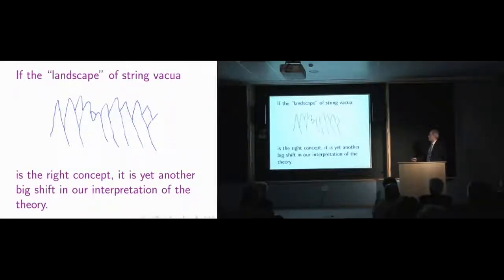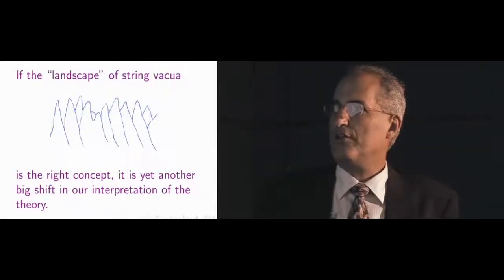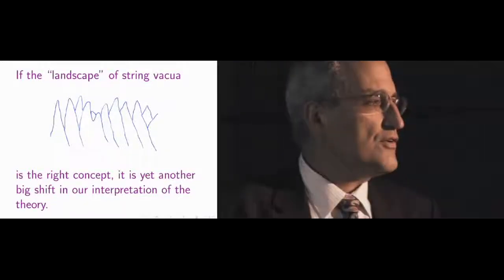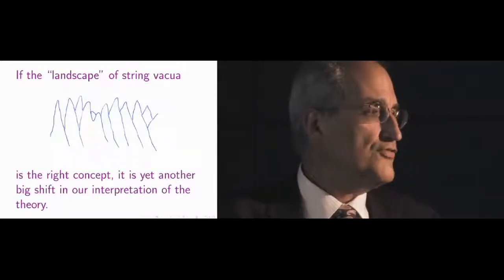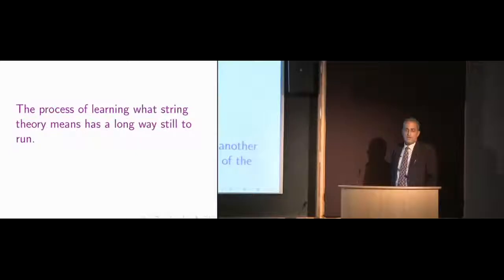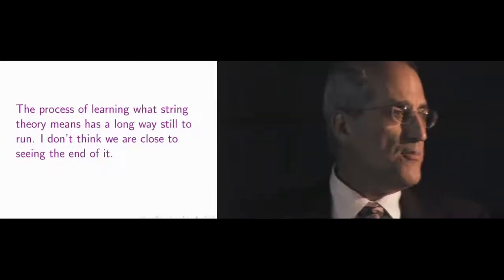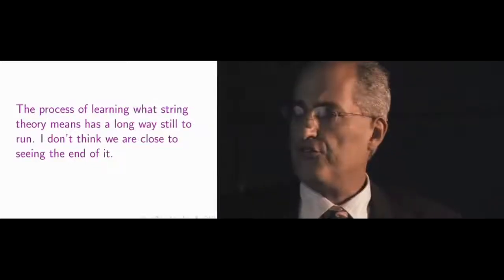The idea would be that the landscape of string theory vacua, again, I'm not much of an artist, I've tried to draw a mountain range with many valleys. The idea would be that the early universe had many places it could have settled into, and different regions of the universe might have settled into different valleys. The inflationary universe of Alan Guth actually gives a way that just starting with one, you'd end up tunneling to all the others. If the landscape of string vacua is the right concept, it's another big shift in our interpretation of the theory. But to my thinking, we still need more clues to have a better picture of whether that is the right interpretation.